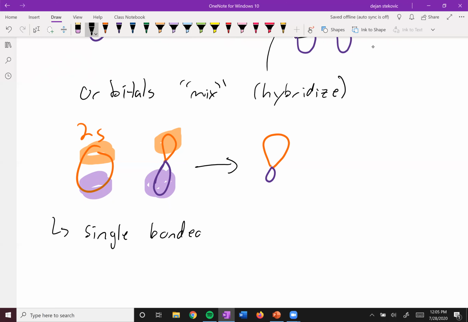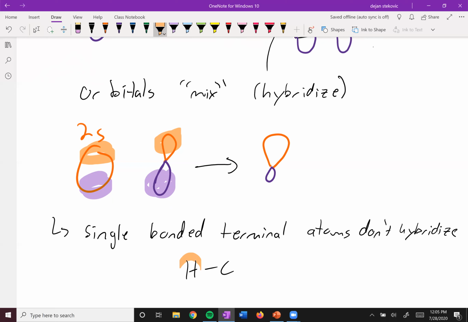The exception to this is that single bonded terminal atoms don't hybridize. An example of this is hydrogen, right? If you have this hydrogen connected to this carbon, this hydrogen is not hybridized. And so we'll take a look at the different hybridizations coming up.